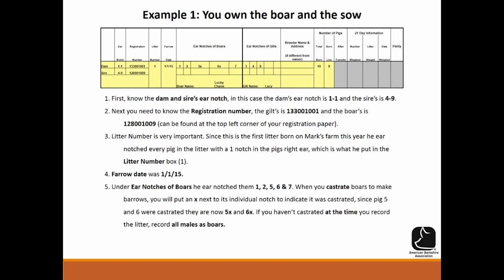Example 1. You own the boar and the sow. First, know the dam and sire's ear notch. In this case, the dam's ear notch is 1-1 and the sire's is 4-9. Next, you need to know the registration number. The gilt is 133001001 and the boar's is 128001009. You can find this on the top left corner of your registration paper.